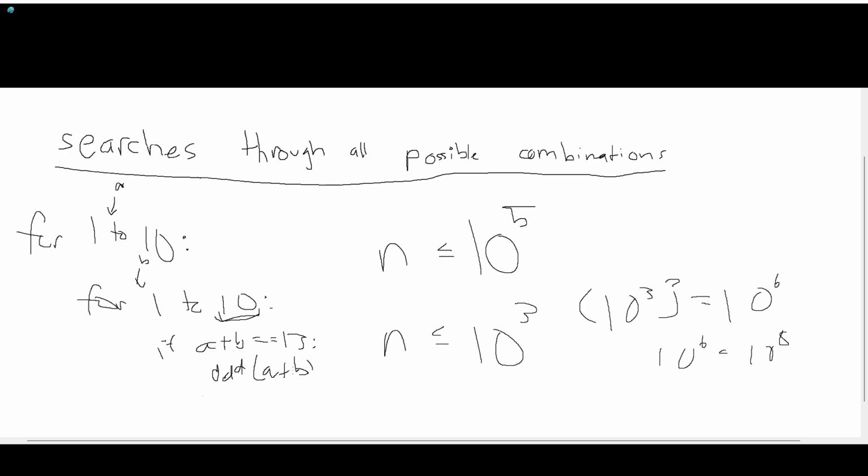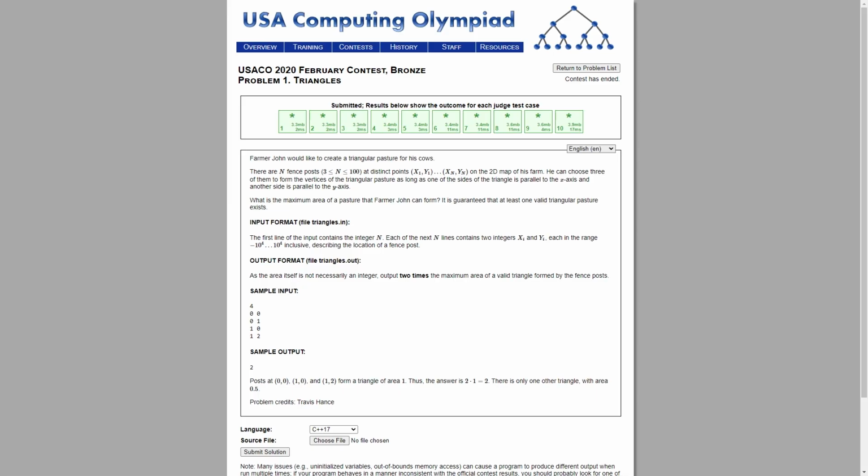And that's pretty much it for a complete search algorithm, and we'll see more about it in the problem we do. So the problem we're going to be doing is from the USACO 2020 February Bronze Contest, and it's called Triangles, Problem 1. Problem 1 is normally one of the easier problems in USACO contests, and Triangles is part of that as well.